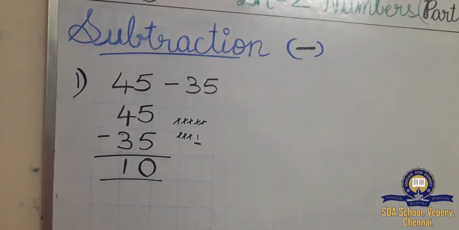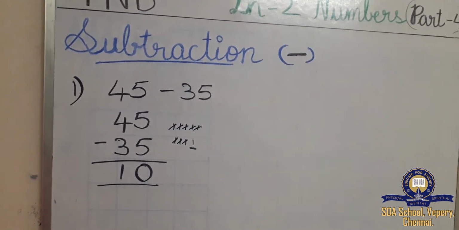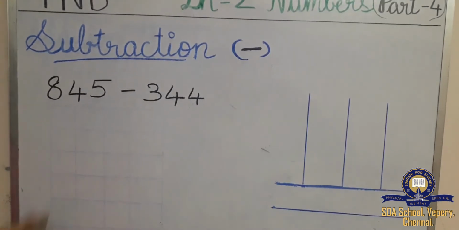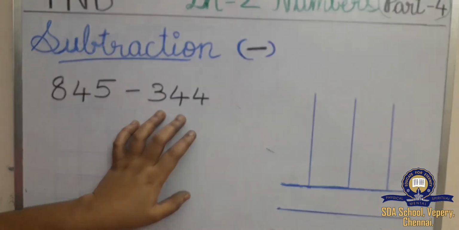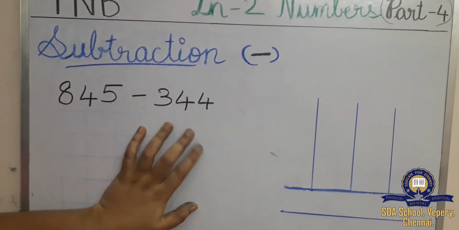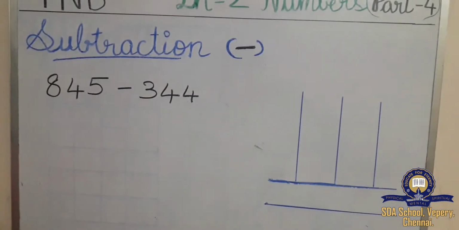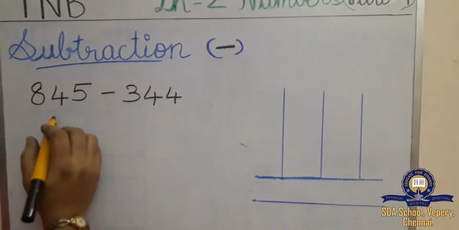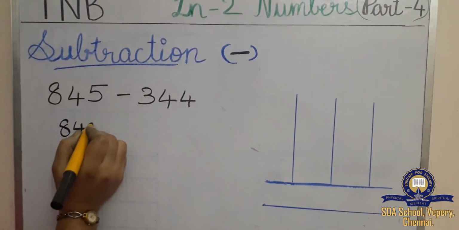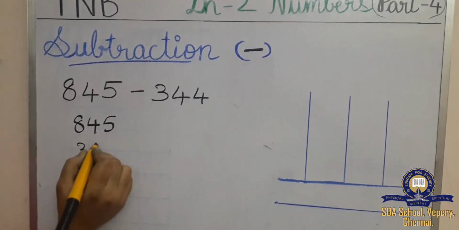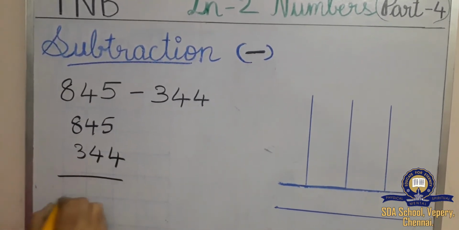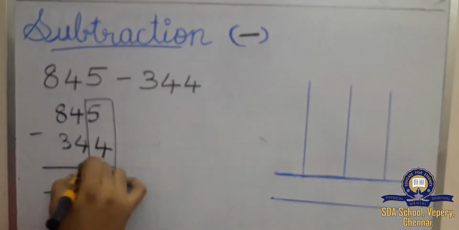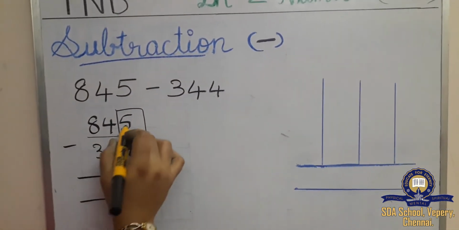The next method will be again like addition, with 3-digit numbers. Let's see how we can do it. This is a 3-digit number. Before, in addition, we saw using the abacus, so in the same way we will use the abacus method. First, 845 minus 344, to make you understand. First we start with ones, so first this 5.